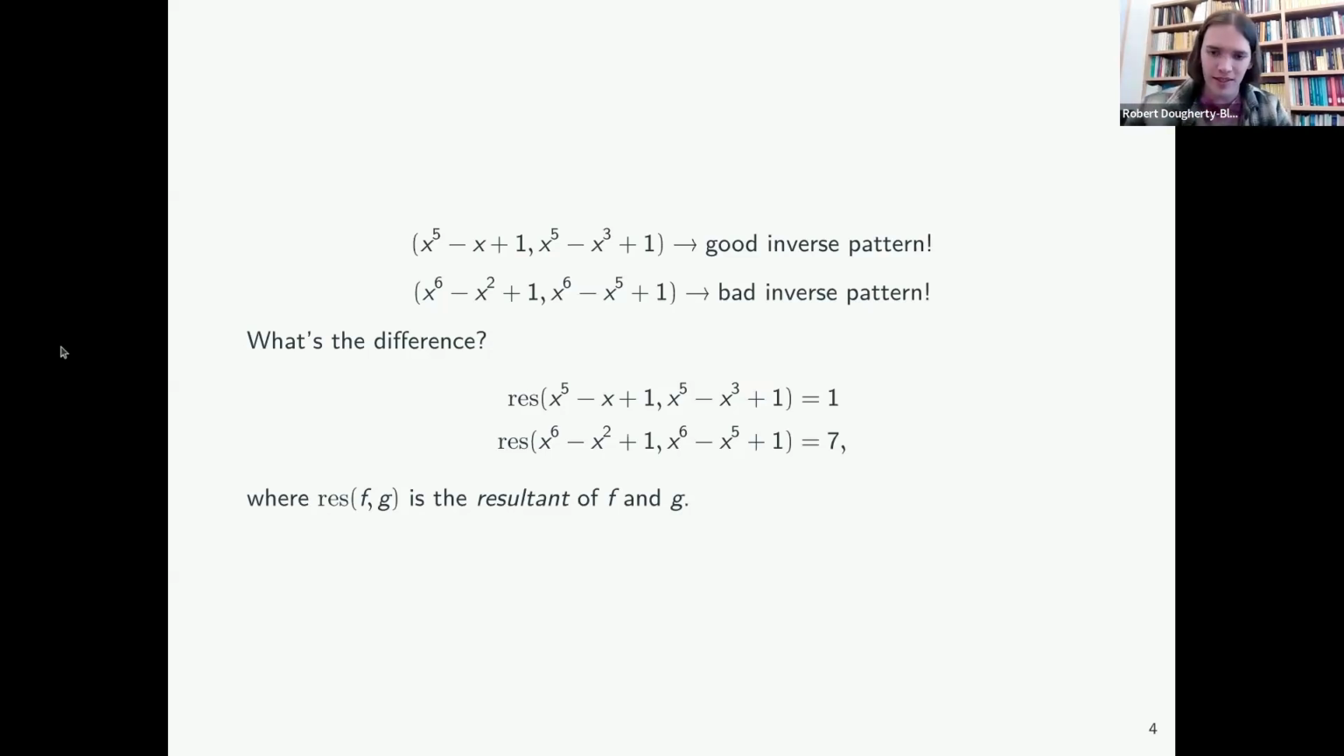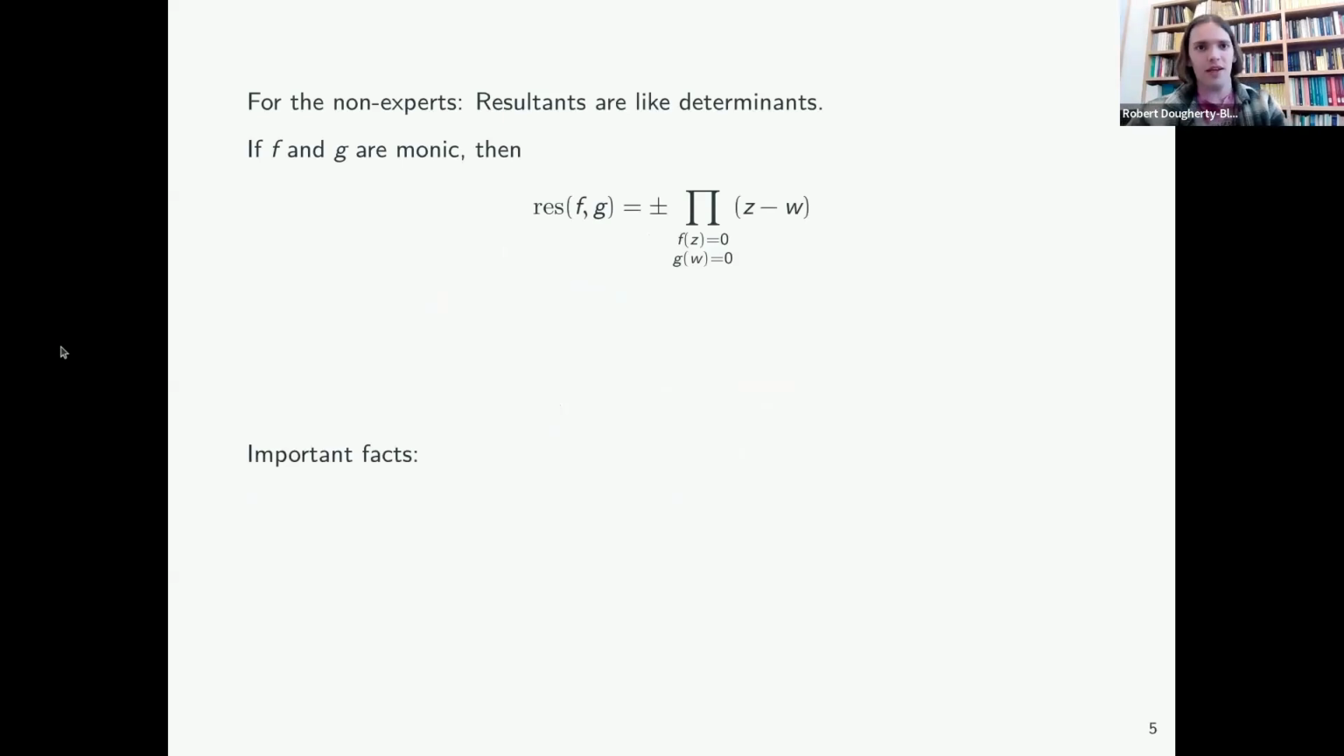If you don't know what a resultant is, let me very quickly explain what they are. So resultants are a bit like determinants in a way that I'll get to. They're defined as follows. If you have 2 monic polynomials, let's call them f and g, then what you do is you take all the roots of f and all the roots of g, and you form all of the pairwise differences in that order, root of f minus root of g. You don't double count for orders to subtract.